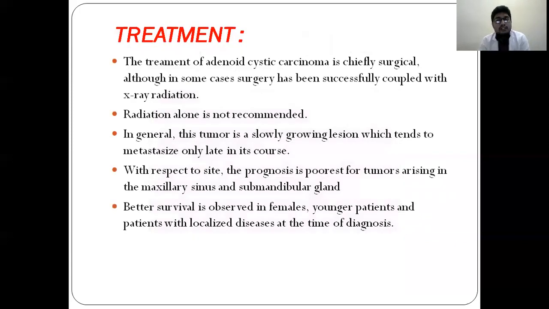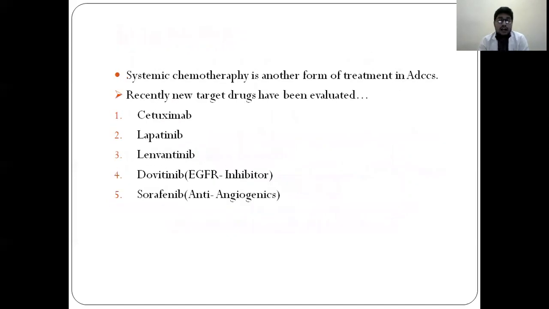As for treatment, both surgery and radiotherapy together are the best treatment option for adenoid cystic carcinoma. In general, this tumor is a slowly growing lesion which tends to metastasize only late in its course. Better survival is observed in females, younger patients, and patients with localized disease at the time of diagnosis. Systemic chemotherapeutic agents are also used for the treatment of adenoid cystic carcinoma.